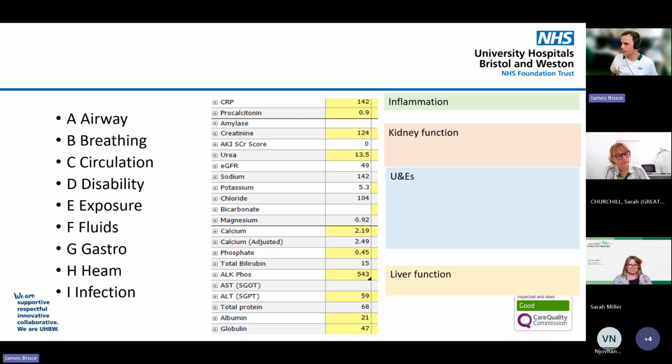And then I might put my electrolytes in. So if there are apparent issues, maybe with my phosphate, I might pop that one in there as well. Or sodium. Those are normally the ones that really affect cognition and confusion.